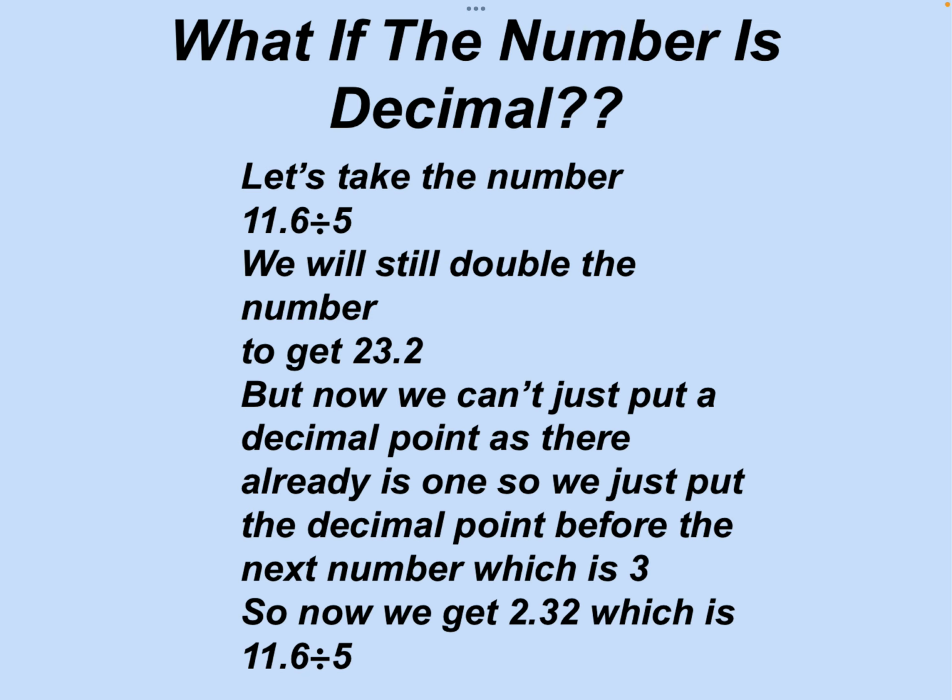Let's take the number 11.6 divided by 5. We will still double the number to get 23.2, but now we can't just put a decimal point as there already is 1. So we just put the decimal point before the next number, which is 3. Because the number is decimal, for the next number we count from the right side and not from the left. So for 23.2, the next number, which is after the right side decimal 2, will be 3. So we get the number 2.32, which is the answer to 11.6 divided by 5.